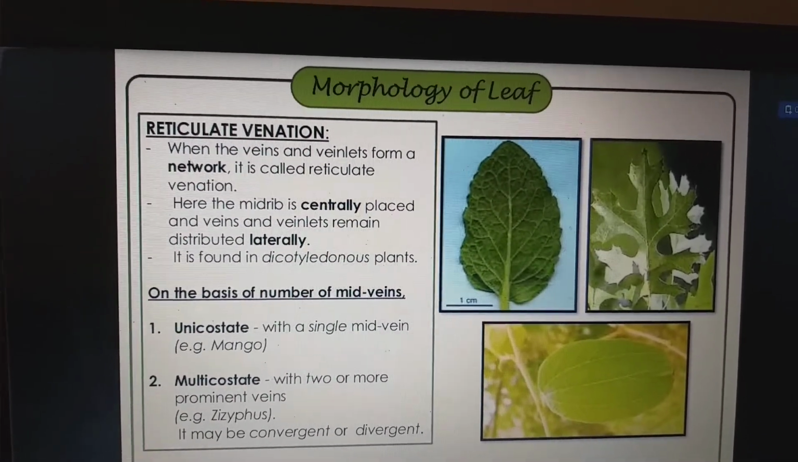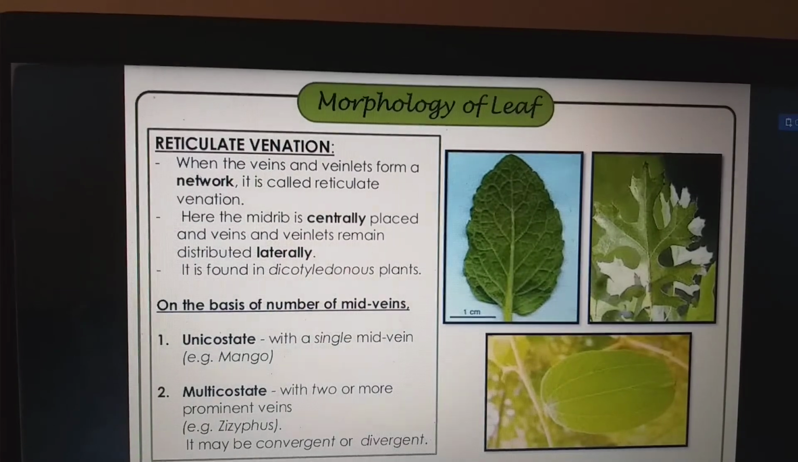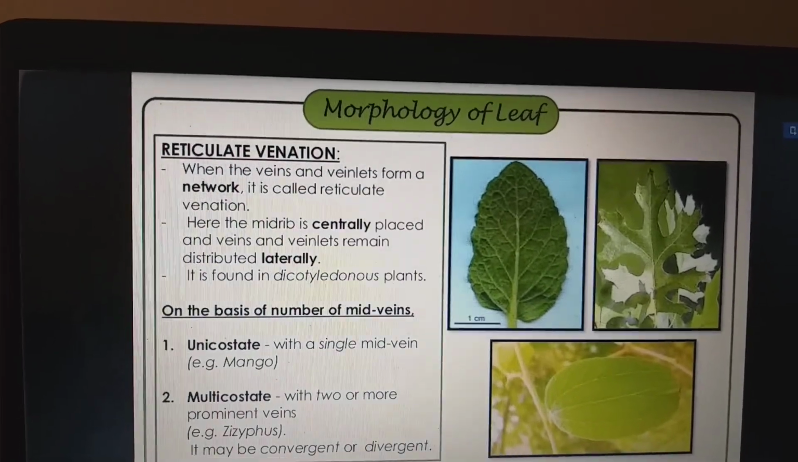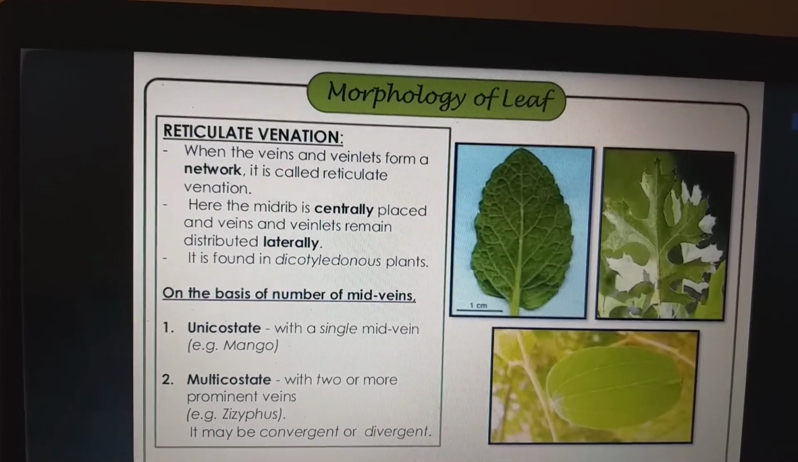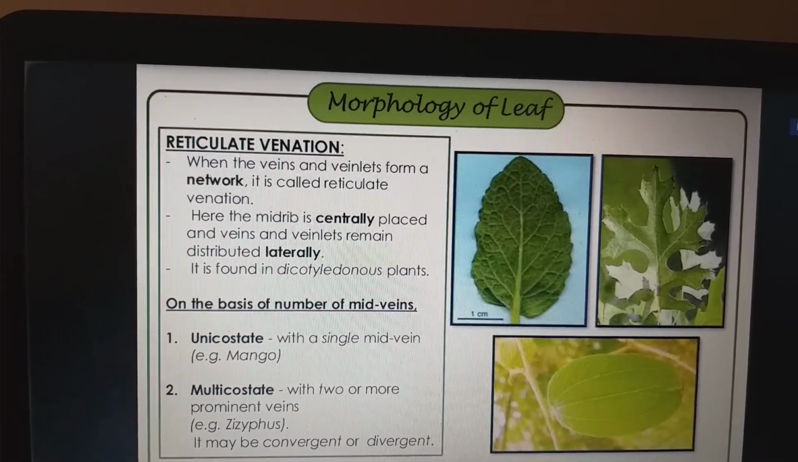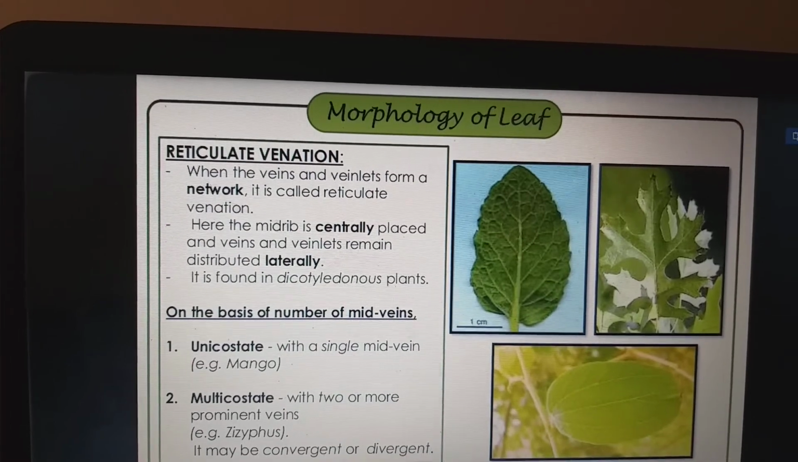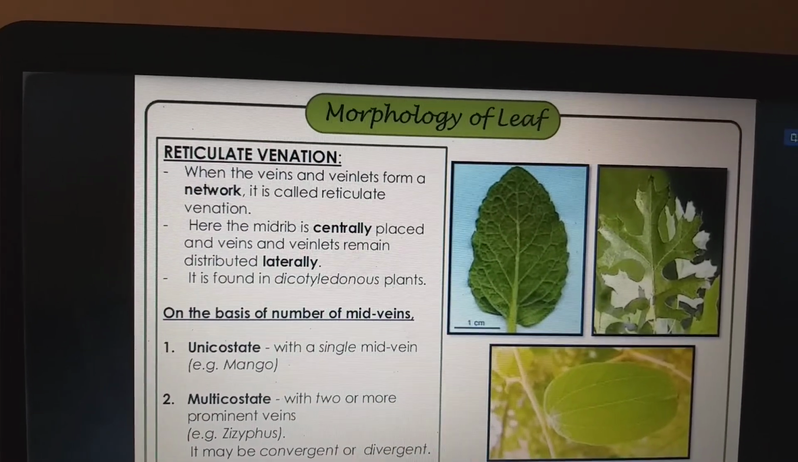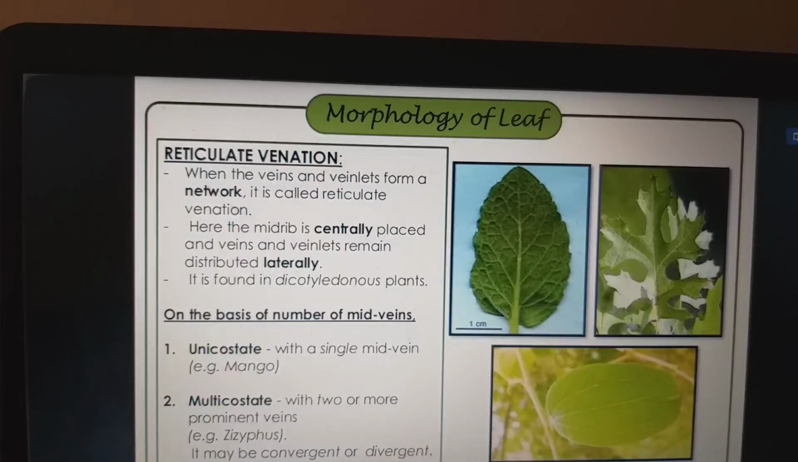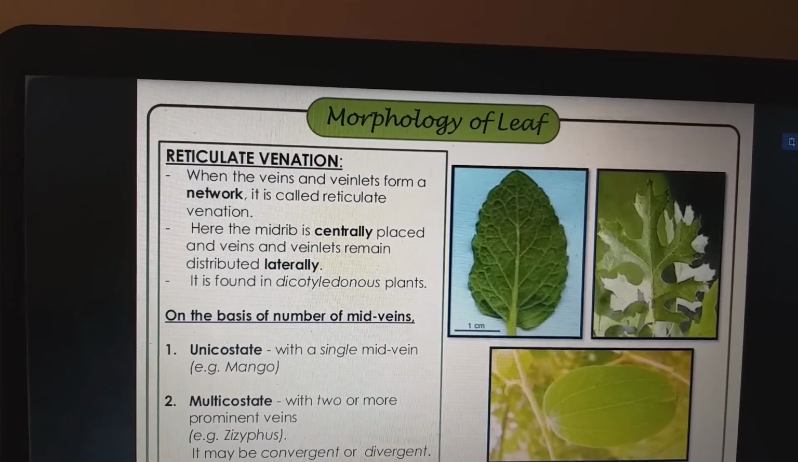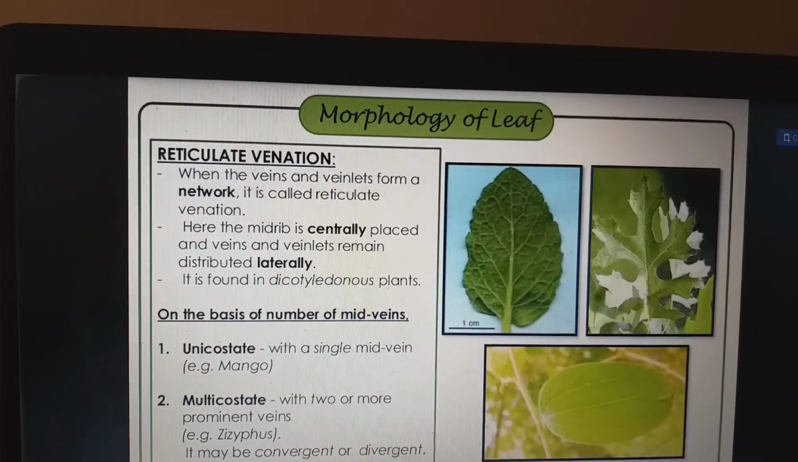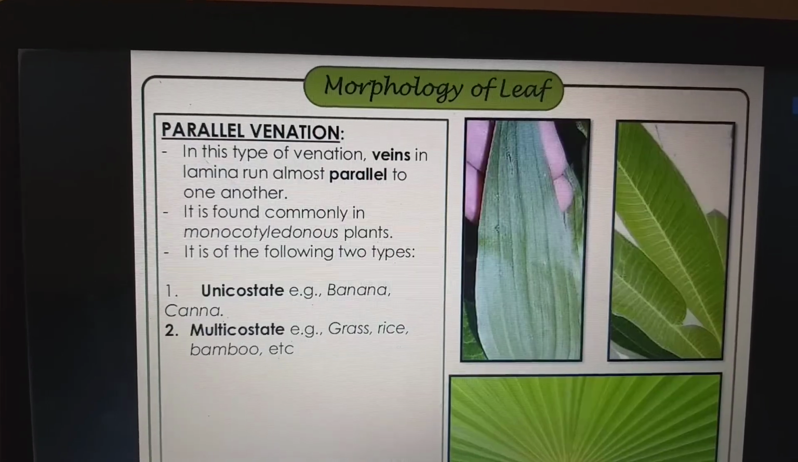And next, on the basis of the number of midribs, we divide the leaf into unicostate and multicostate. Unicostate has a single midvein, for example mango. So the mango will have a single midvein, and multicostate has two or more prominent veins, for example Ziziphus. It may be convergent or divergent.